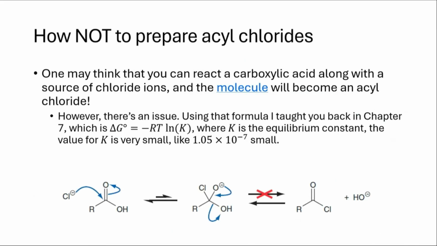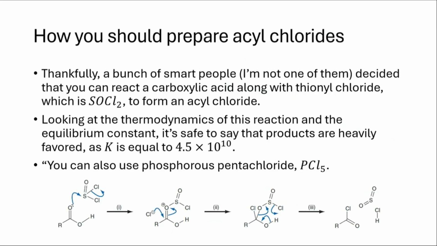So next I want to go over how we can prepare acyl chlorides. One may think that if we have a carboxylic acid here, right, then what will happen is we can just react that carboxylic acid with some source of chloride ions like NaCl, and the molecule will, guess what, become an acyl chloride. But if I look at the equilibrium constant using thermodynamics, the equilibrium constant K is going to be super small, right? 1.05 times 10 to the negative 7. That means that reactants are heavily favored in this reversible reaction. So we can't do that.